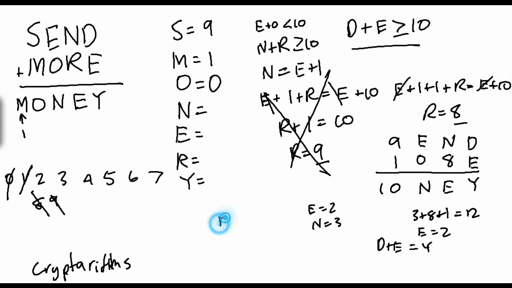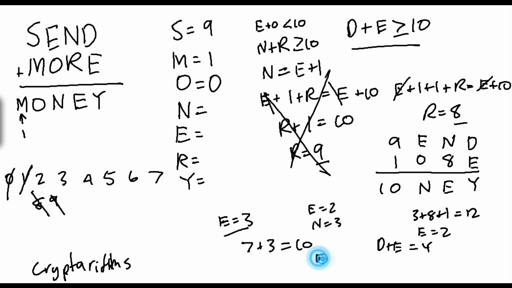And if we try E equals 3, it's the same logic. D plus E has to be greater than or equal to 10. And if E is 3, then the only numbers D can be are 7, 8, or 9. Wait a sec, can't D be 7? It's not taken yet. If D is 7, then 7 plus 3 equals 10. And what would that make Y? Well, Y would equal 0. And 0 is taken by O, right? So that can't be it either.